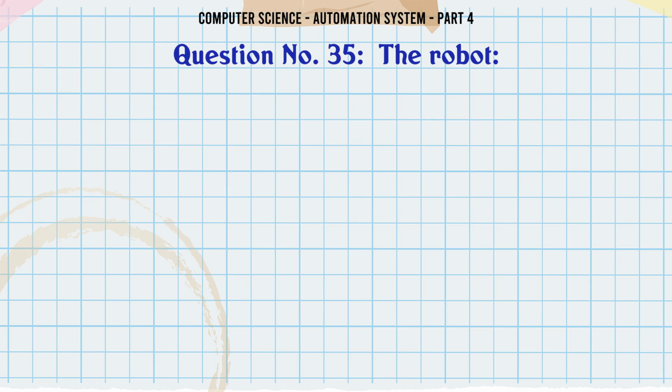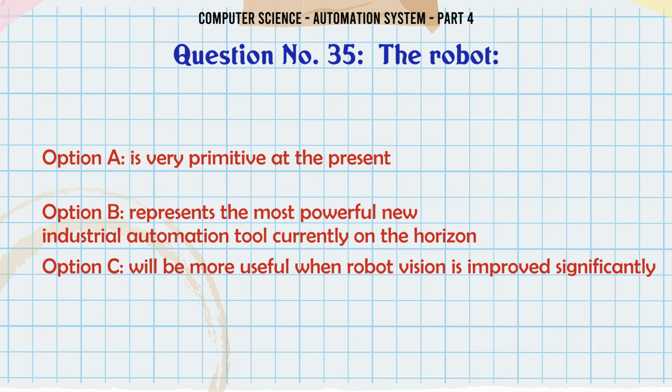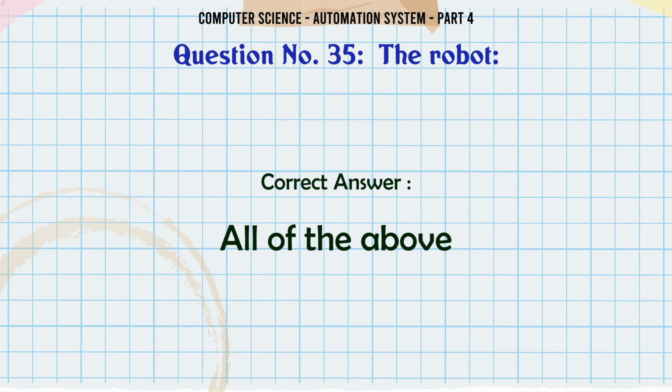The robot A. is very primitive at the present. B. Represents the most powerful new industrial automation tool currently on the horizon. C. Will be more useful when robot vision is improved significantly. D. All of the above. The correct answer is all of the above.